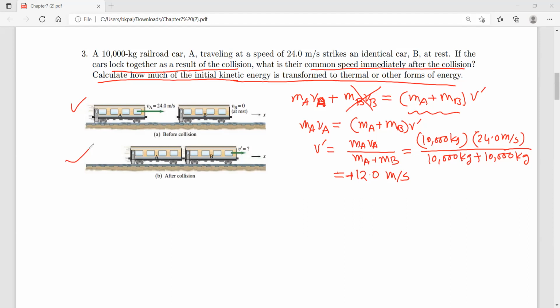So what is the kinetic energy here? You know that the kinetic energy is half mv square, so this is the equation for the kinetic energy. The initial kinetic energy is equal to half MA VA square plus 0, because the velocity of car B is 0, so its kinetic energy is also 0. Then if I plug the values in, we can determine the initial kinetic energy.